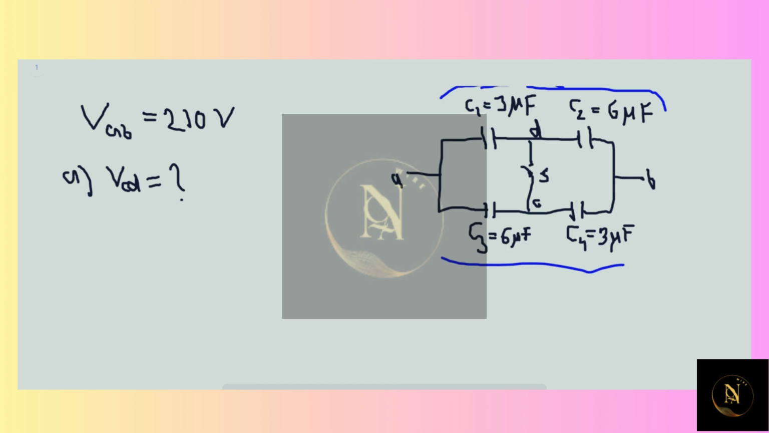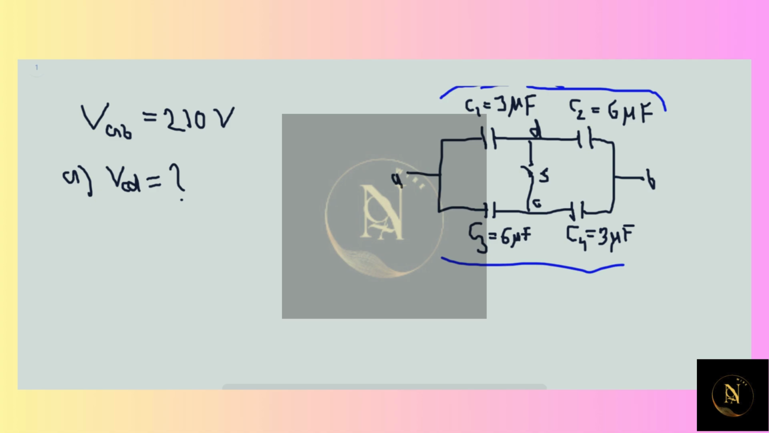So when the switch is open, the 2 branches are identical because they each have 2 capacitors of the same values, 3 microfarad and 6 microfarad, connected in series. Since they are identical, the 2 branches are going to have the same charges. This means that all the 4 capacitors are going to have the same charges.